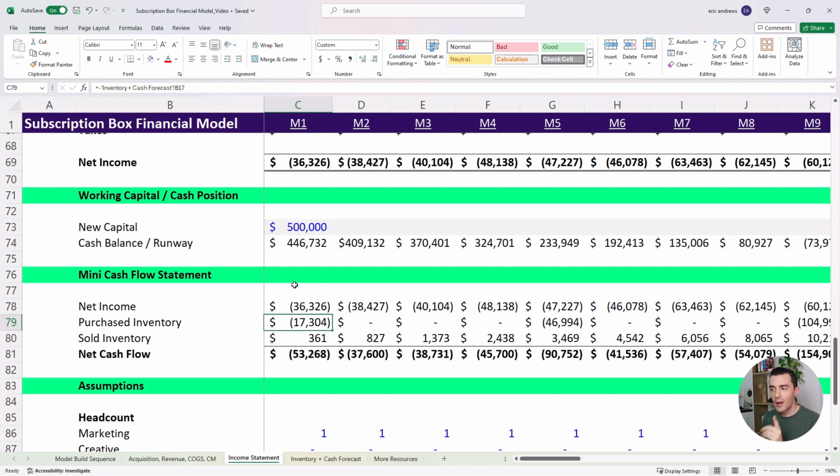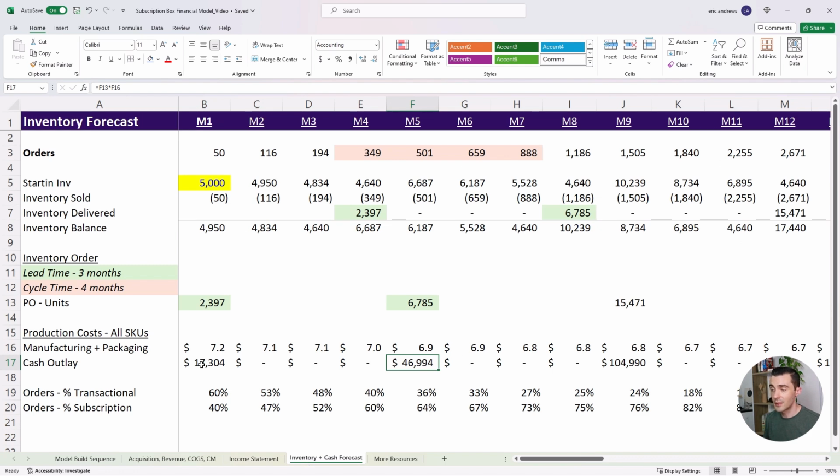What that does not reflect is the cash that we needed to buy all of the inventory. So you have your net income, and then on top of that, you have the $17,000 that went out of your business to buy the inventory. So we link that in from here.